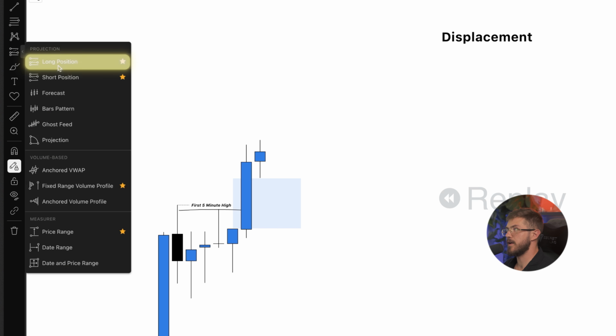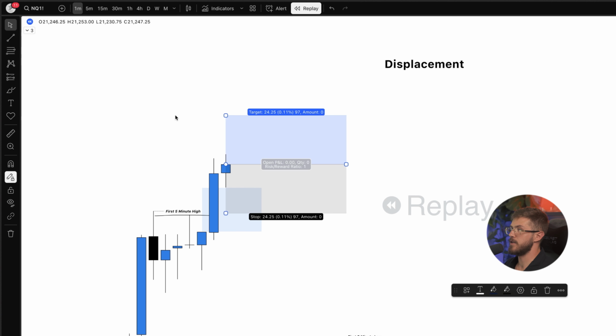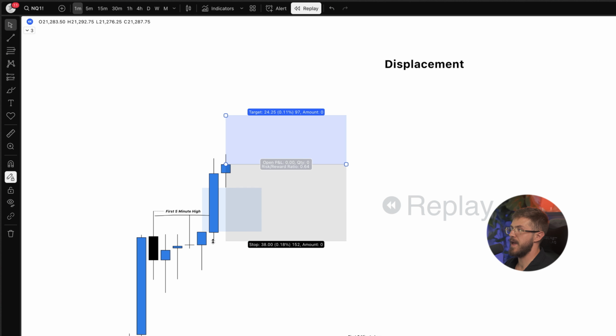So you're going to go over here and click the long position tool because this would be a buy since we broke the high. At this time, as soon as that third candle closes, which confirms the fair value gap, you are good to enter the trade. And then you want to put your stop loss at the base of the candle that broke through the high and closed its body above it.